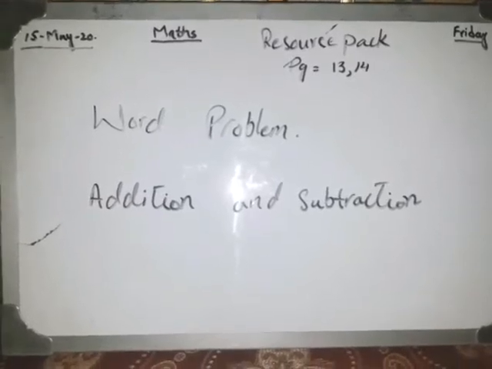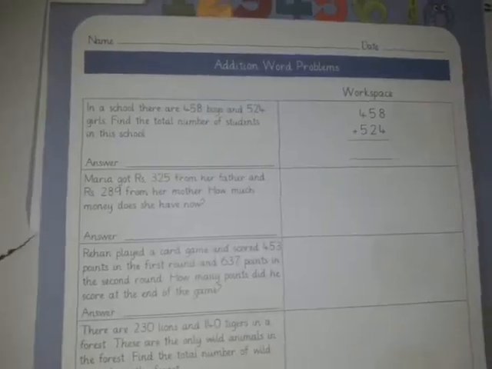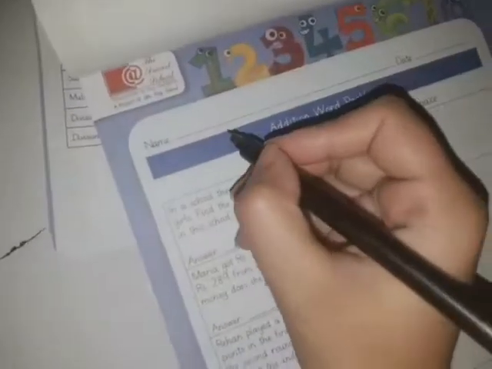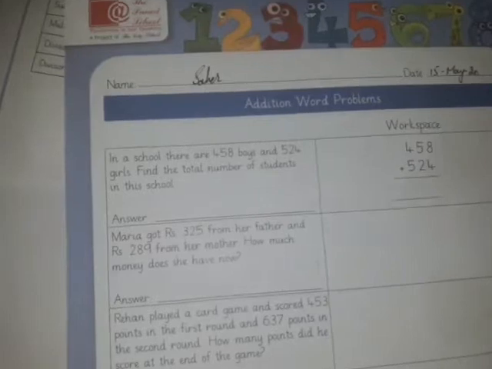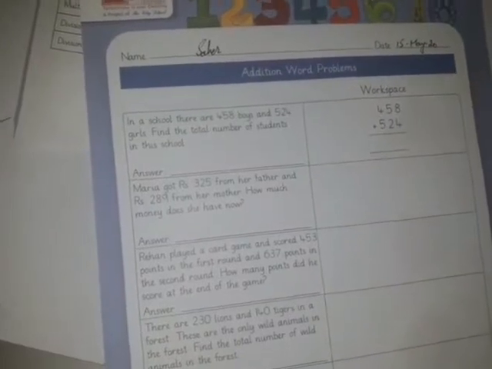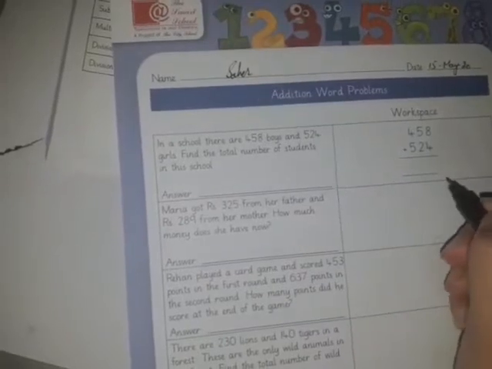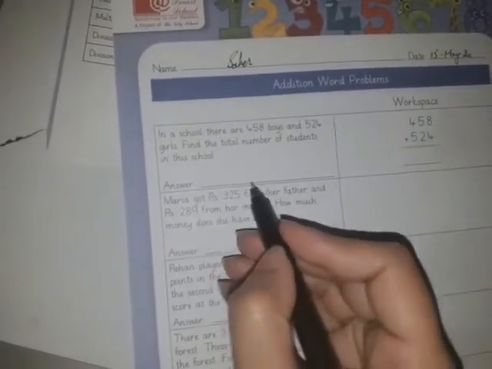Resource pack page number 13 and 14, word problem, addition and subtraction. First of all, kids, you have to write your name and date here. Addition, word problem. Now you have these word problems and there is the space for extra work, rough work. So you have to solve the question on your workspace and write the answer here.